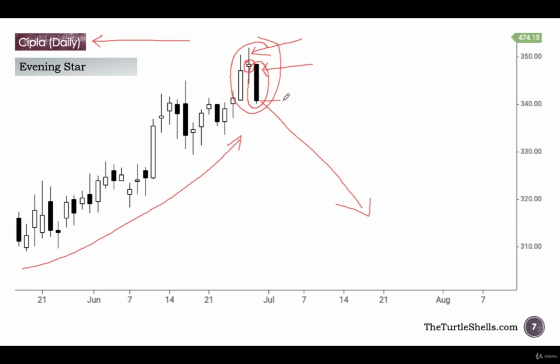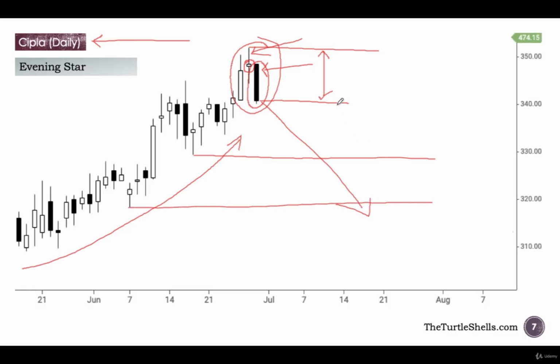So you can keep your entry point here. That would be your stop loss just above the high of the evening star pattern. The highest high of the 3 candles becomes our resistance. So that's our risk. So that is support 1, which is a bad reward to risk trade. That is support 2, which is a good reward to risk trade.